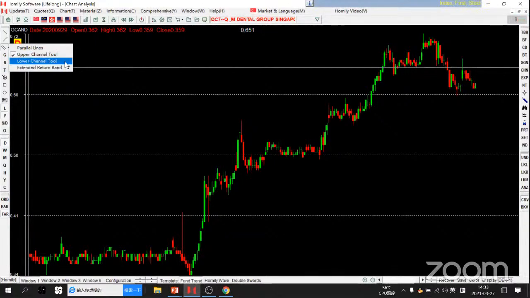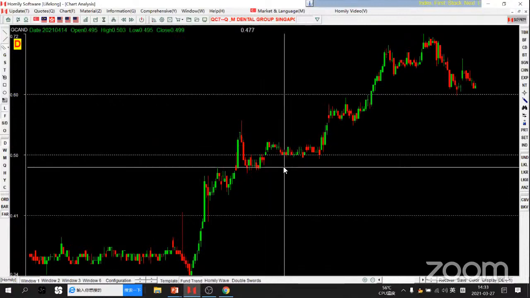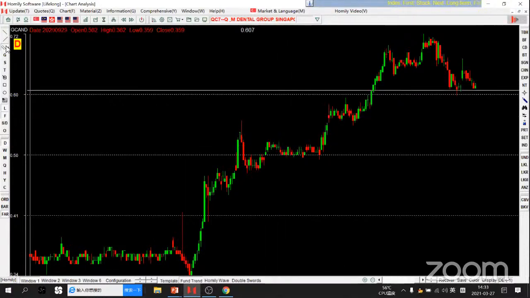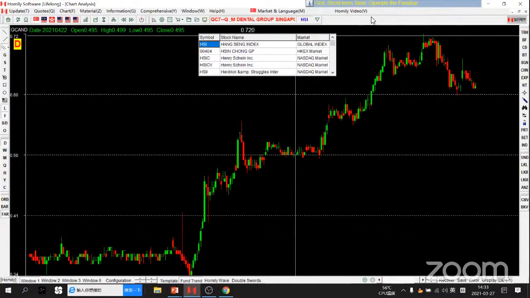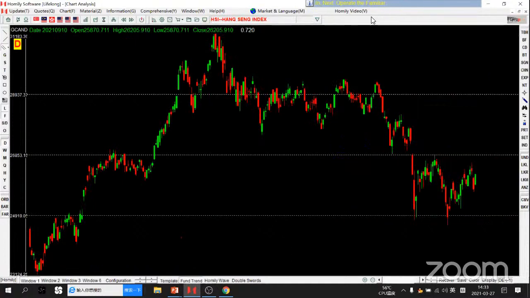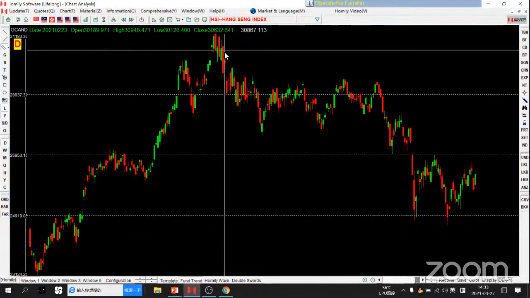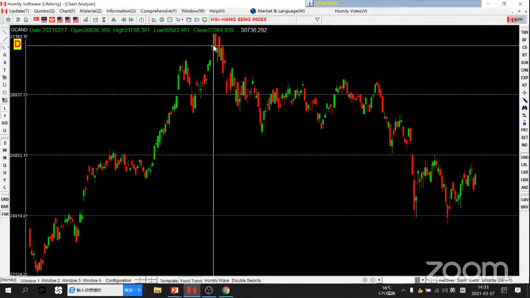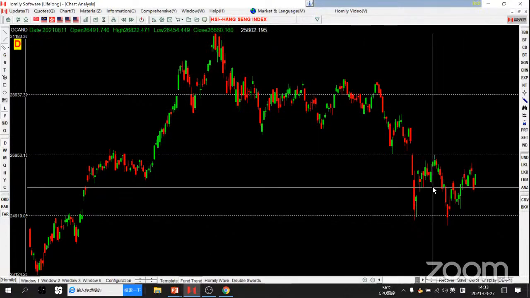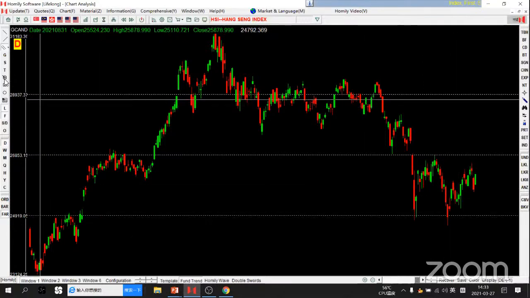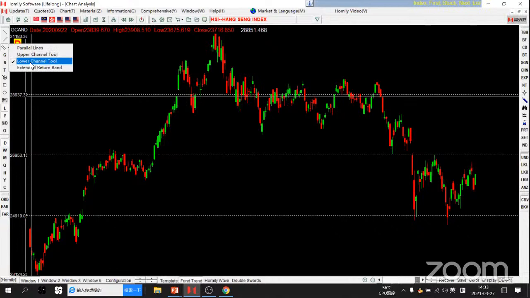The lower channel tool is for downtrend stocks. For a downtrend stock, you shouldn't use the upper channel tool. You should use the lower channel tool. So let's see what a downtrend stock is. For example, a simple one, the Hang Seng Index. We know that since last February, the index has kept falling, right? It keeps moving down. So for this situation, we can draw with the lower channel tool.